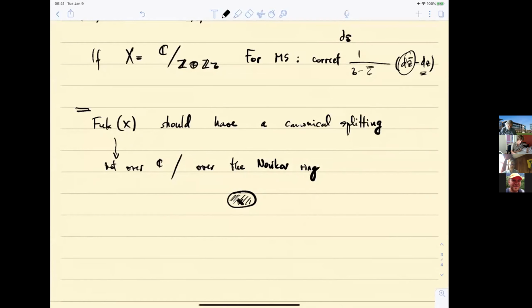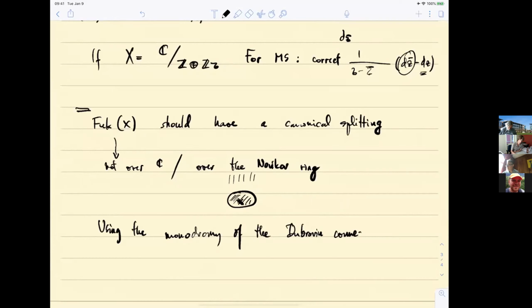And the main point is that somehow it also comes with this Dubrovin connection. And I'm speaking here about things that I don't know very well, but the main point is that using the monodromy of the Dubrovin connection, we can split the analog of the Hodge filtration.